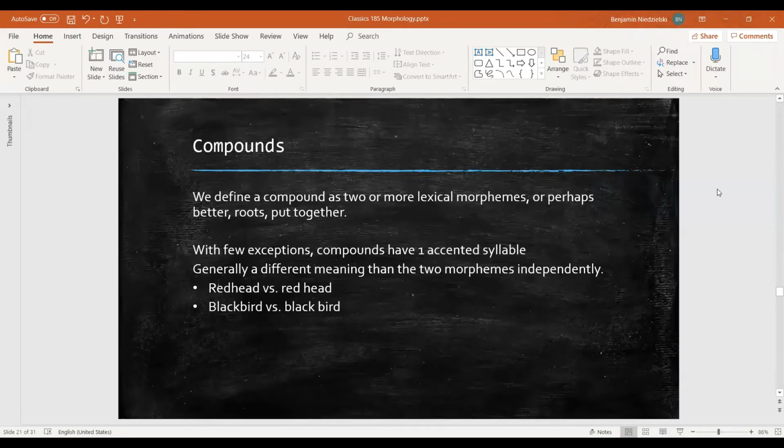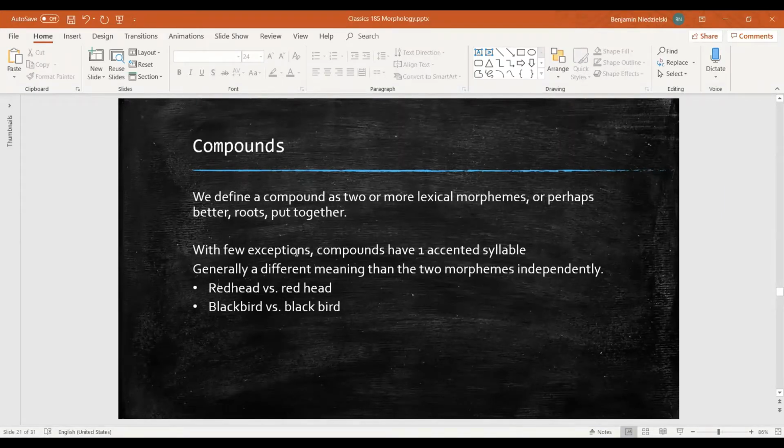Next, let's think about compounds. Here, we define a compound as two or more lexical morphemes, or perhaps better put, two different roots put together. This means that we're not considering prefixes and suffixes. We have to have two or more units that stand as the center of their own words in other instances.